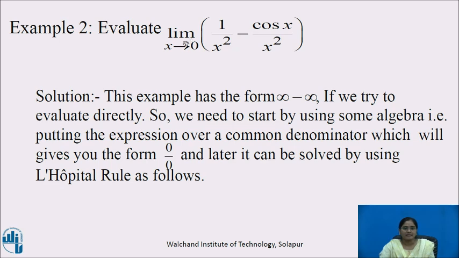Here, the example is the limit x tends to 0, 1 upon x square minus cos x upon x square. Again, put the limit directly. If you substitute the limit directly, 1 upon 0 you are getting as infinity, minus cos 0 is 1 upon 0 is infinity. Means infinity minus infinity form. So this example has the form infinity minus infinity if we try to evaluate directly. So we need to again start by using some algebra, that is putting the expression over a common denominator, which will give you the form 0 by 0, and later it can be solved by using the L'Hospital rule as follows.